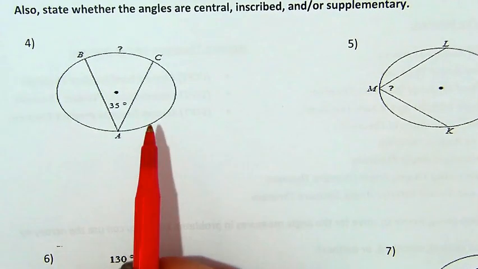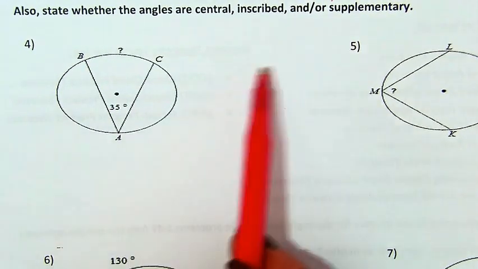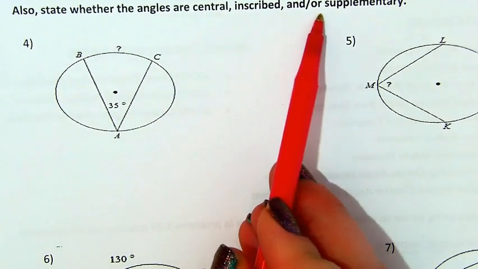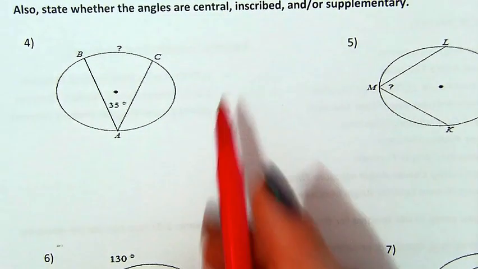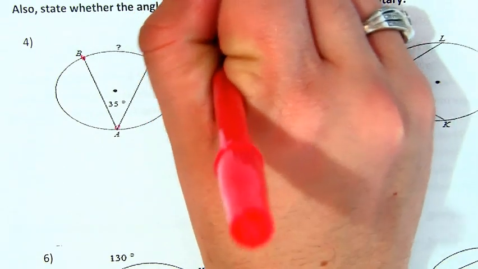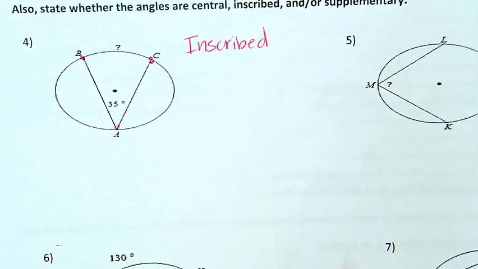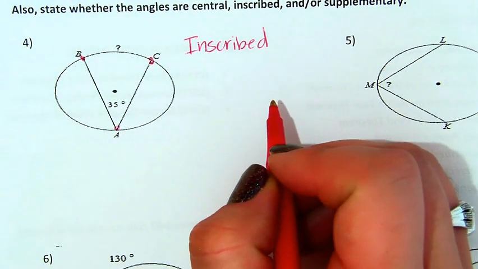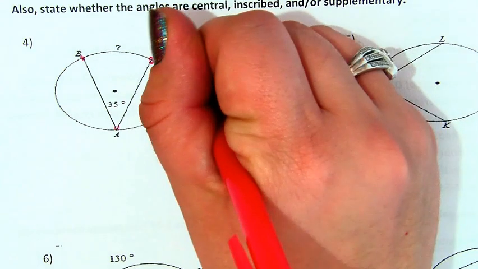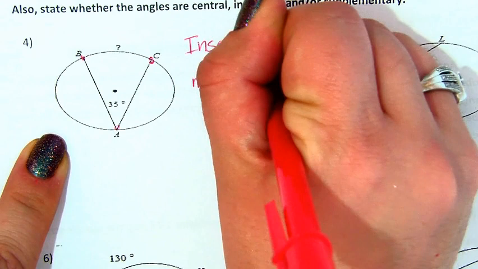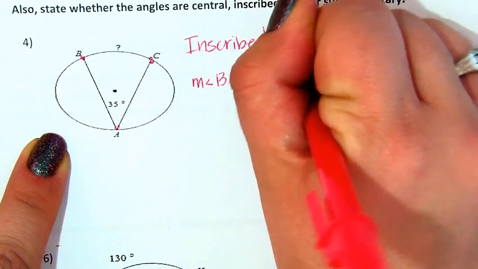So for number 4, let's answer this first question. Is it a central angle, inscribed, or neither? Because it's touching the circle at all 3 points, we know this is an inscribed angle. This is clearly an inscribed angle. And inscribed angle theorem says that the measure of angle BAC is going to equal half of the measure of the arc from B to C.